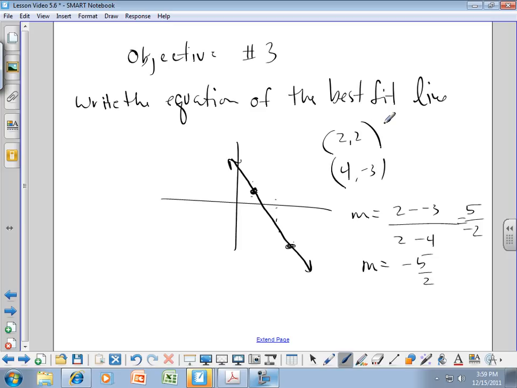Pick one of these points. I pick that one. And then write the equation. Y minus 2 equals negative 5/2 times x minus 2. Now you've got yourself an equation for the line that we think is the best fitting line, the line that fits this scatter plot the best. That's what objective 3 is all about. I know I changed it from objective 2 there a little bit, but I think you can follow me. Good luck.